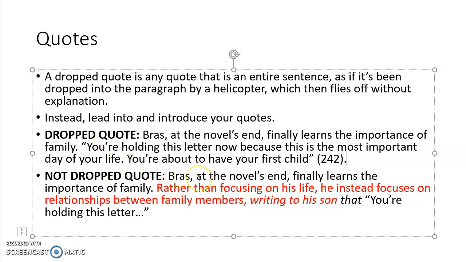Instead, try something like this. Braz at the novel's end finally learns the importance of family. Rather than focusing on his life, he instead focuses on relationships between family members, writing to his son that "you're holding this letter," and then you can fill in the rest of the quote. Now, the part in red is what's different from the previous one and what makes it not a dropped quote, because you're introducing it and you're saying why it's important and offering the audience some context for understanding it.